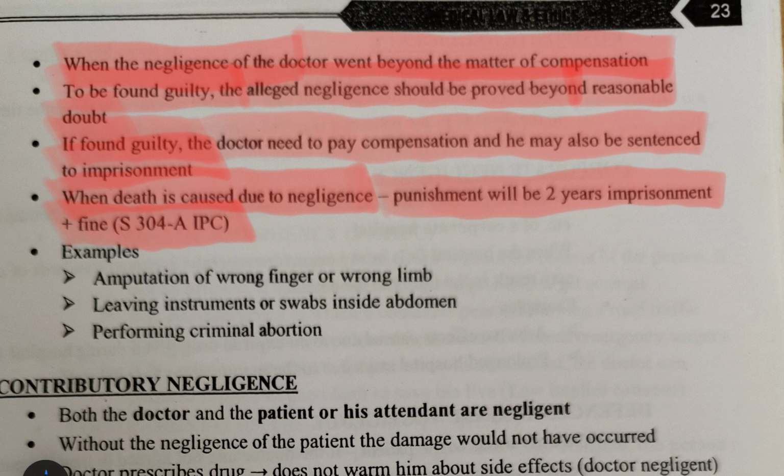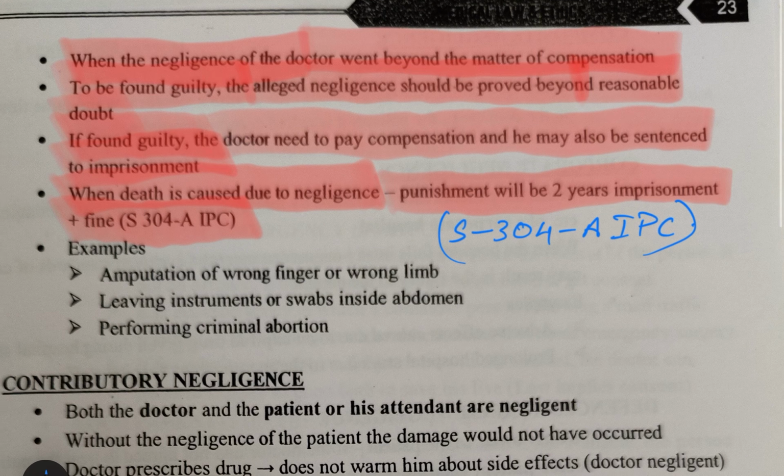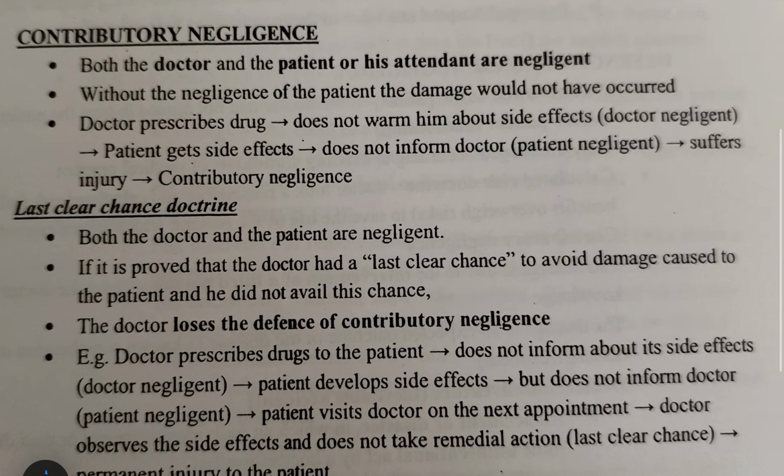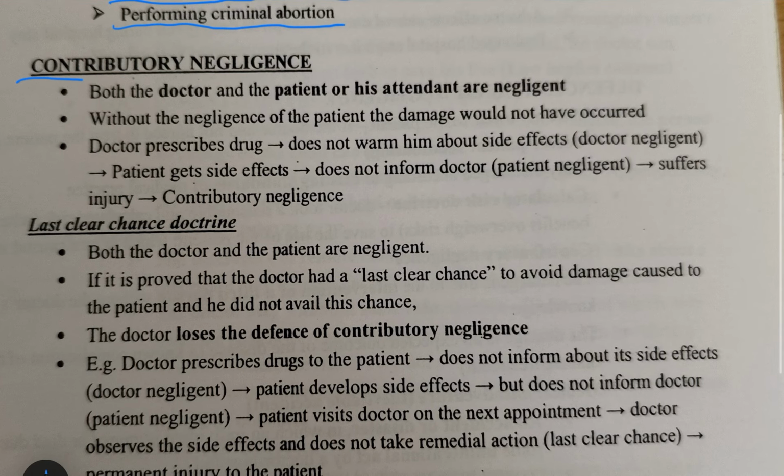Let me write it. Section 304A IPC. This is the section which gives imprisonment for 2 years plus fine. Now examples are amputation of the wrong finger or wrong limb, leaving instruments or swabs inside the abdomen. There's a movie where a doctor puts a helmet inside the abdomen. Performing criminal abortion. Now coming to contributory negligence.